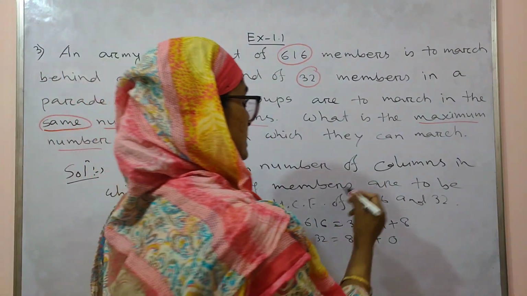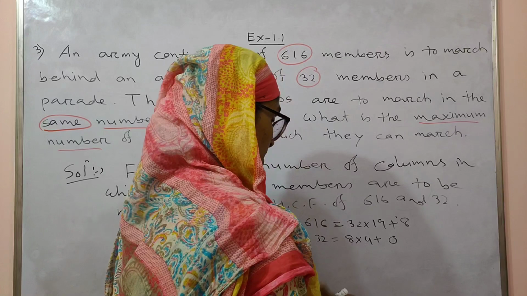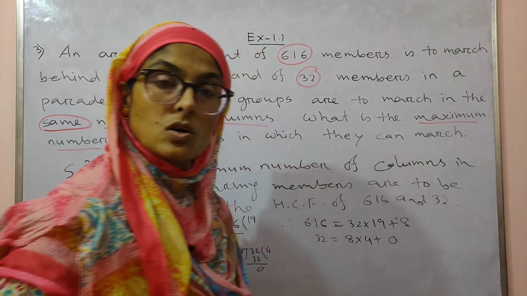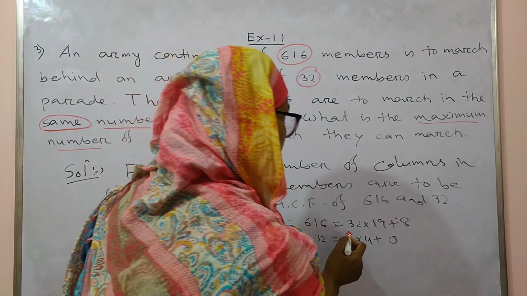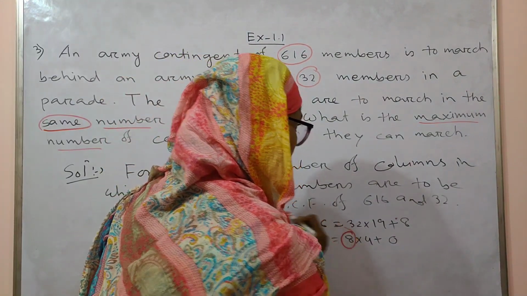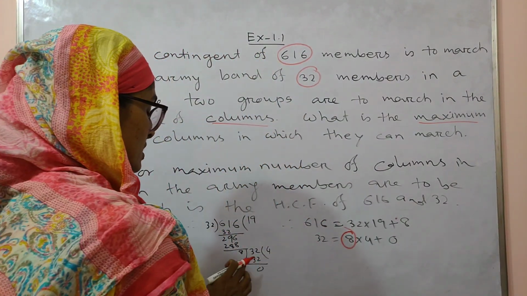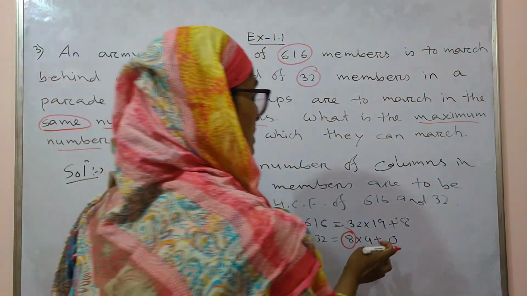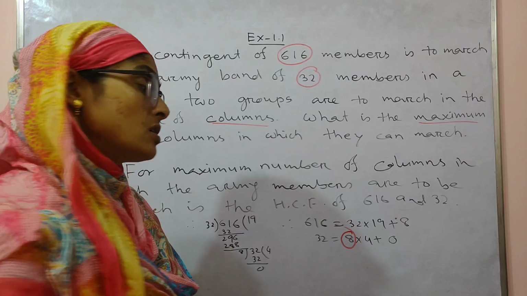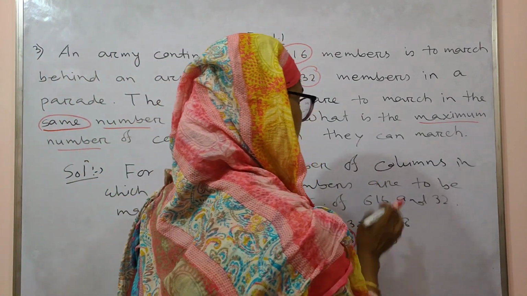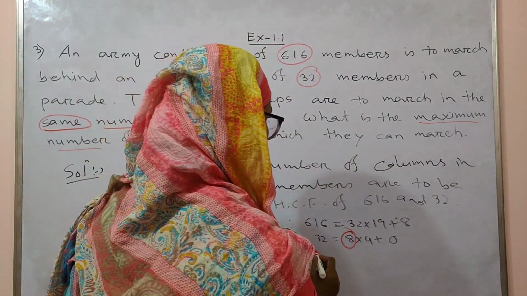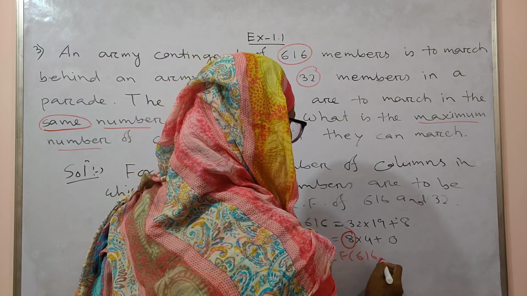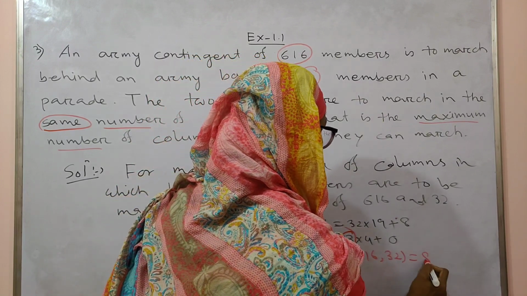So this is where you get the remainder 0. This one is the divisor, this one the dividend, this one the quotient, this one the remainder. When you get the remainder 0, then the divisor is the HCF. Therefore, the HCF of 616 and 32 you will get 8.